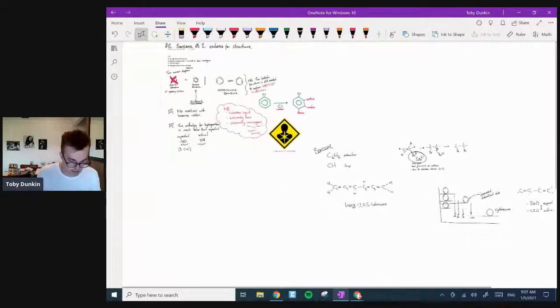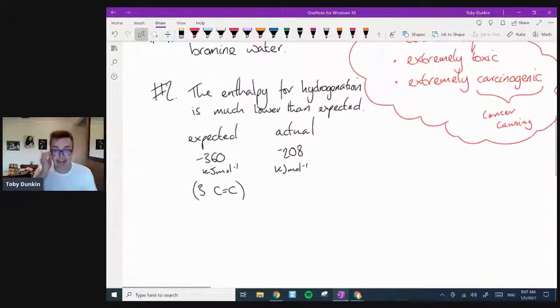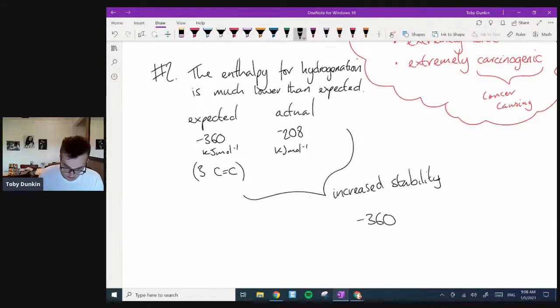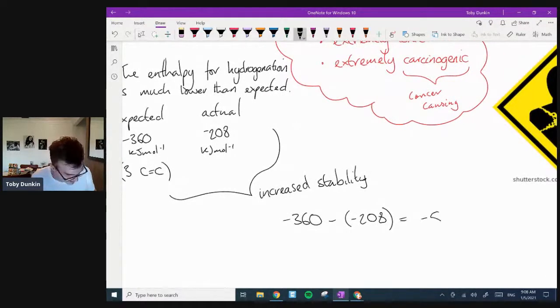So what that means is the extra level of stability. We can now calculate the increased stability. How cool is that? The increased stability would simply be the expected enthalpy minus the actual. So minus 360, minus brackets, minus 208, close brackets. So it has an increased stability of 152 kilojoules per mole.